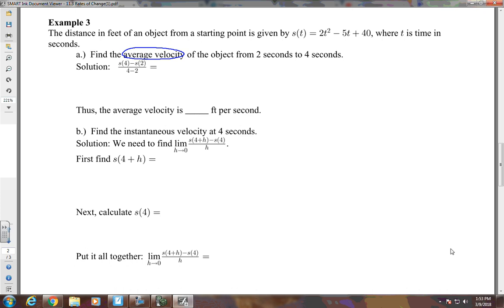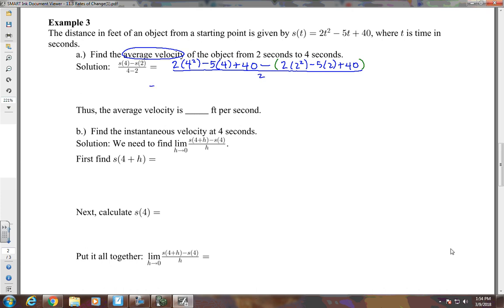s of 4 is simply obtained by plugging 4 into the function called s everywhere we see a t. So that gives me s of 4. Then we're going to subtract. Now be careful here. I'm going to be subtracting more than one term, so I definitely want to use a set of parentheses. You have to intentionally put those in so you don't make a mistake. Now we're going to calculate s of 2. This time we're plugging 2 in for t everywhere we see a t. And I'm going to close parentheses. And the whole thing is divided by 4 minus 2, which we could evaluate to be 2.